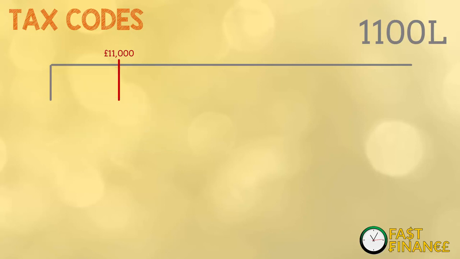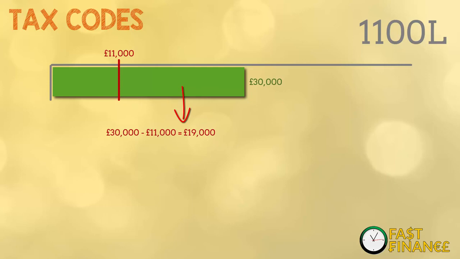If you earn £30,000 a year, you pay tax on £19,000 at a rate of 20%. This means you pay £3,800 tax per year, or £317 a month.